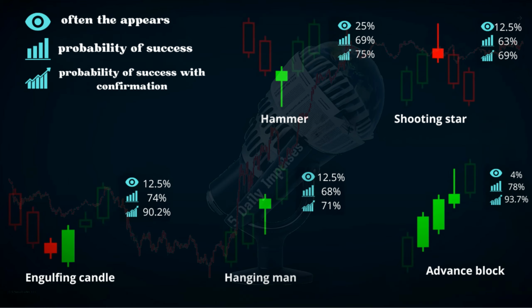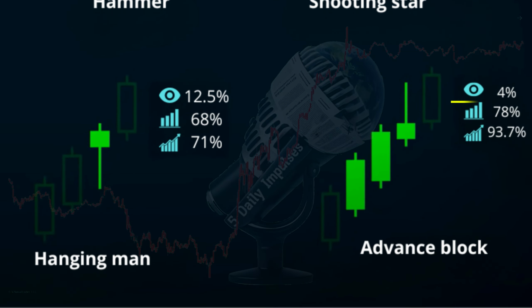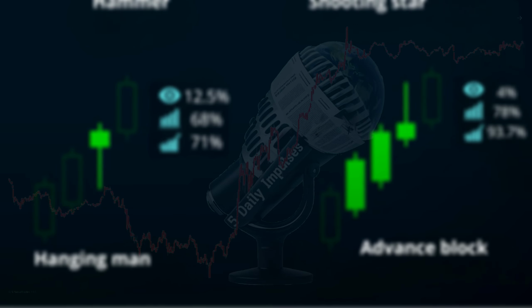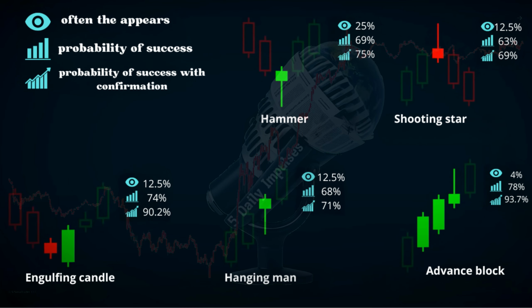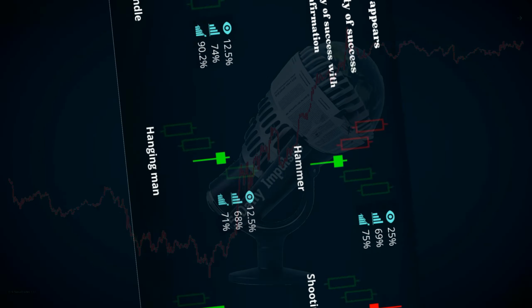Lastly, the advancing block appears very rarely, only 4% of the time. But it has a statistical success rate of 78%. If we seek confirmation, our probability of predicting market direction increases to 93.7%. With this solid and impressive foundation, you can build any type of strategy, already stacking the odds in your favor that the price will move in your direction. And well, to wrap up the course, let's answer some frequently asked questions.